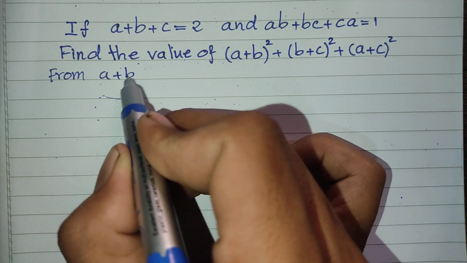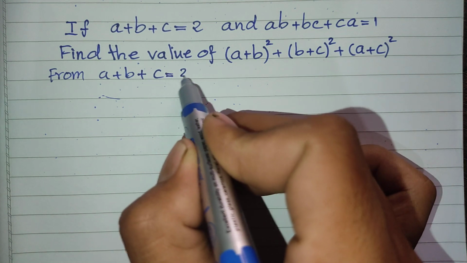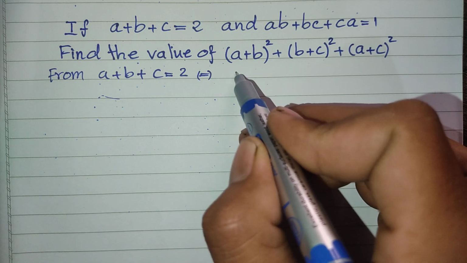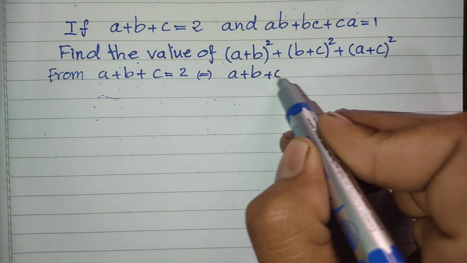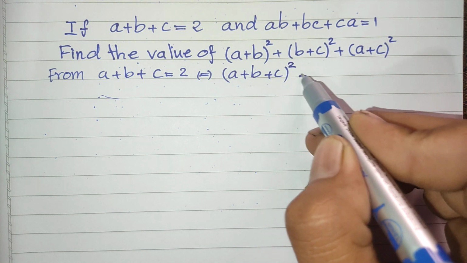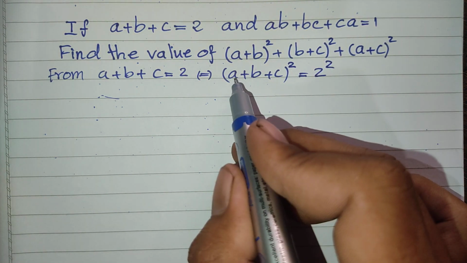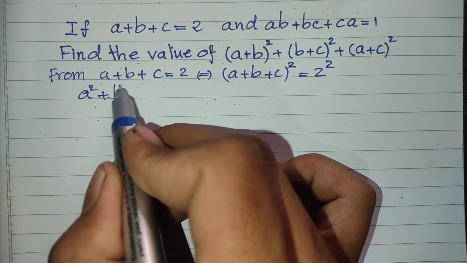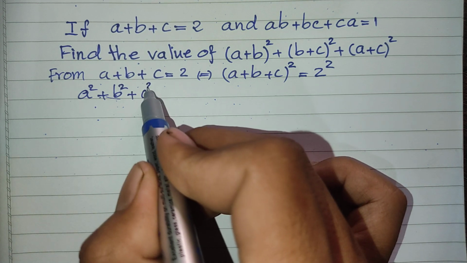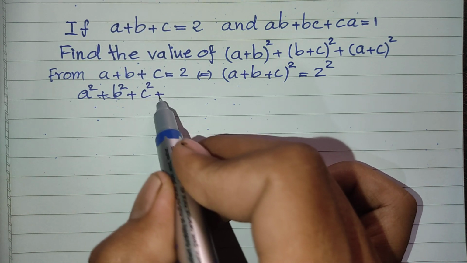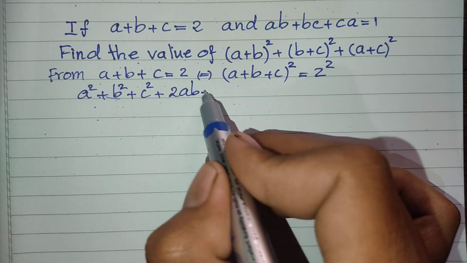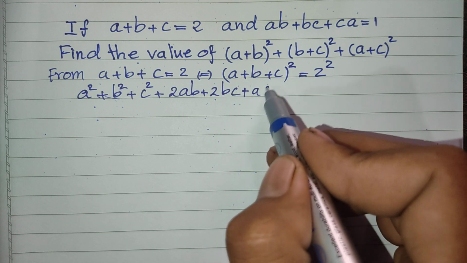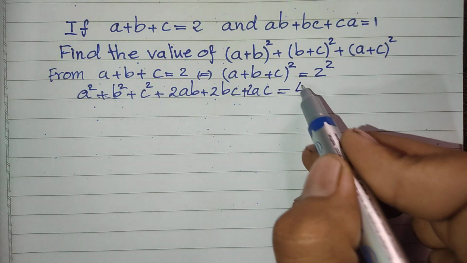A plus B plus C is equal to 2. Now I raise both sides of this equation to the square, so I get (A plus B plus C) squared equals 2 squared, and using the formula, this equals A squared plus B squared plus C squared plus 2AB plus 2BC plus 2AC, which is equal to 4.